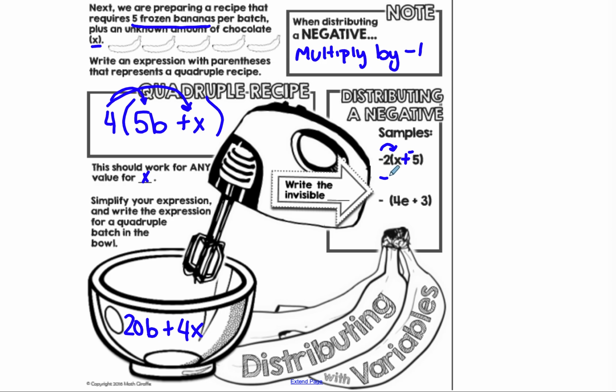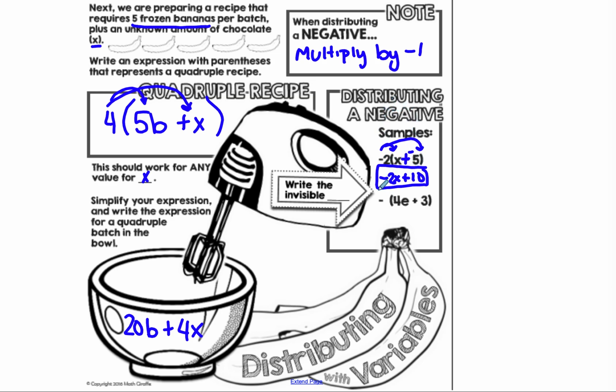-2 times x is -2x. -2 times -5 is a positive 10. The signs on my answer changed. My x was originally positive and it became negative. And my 5 was a negative and it became positive because I multiplied by a negative. And remember, with negatives, same sign positive, different signs negative.